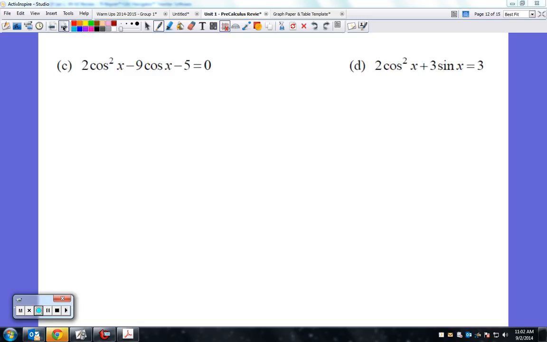Cosine squared and cosine of x, treated as a quadratic. Something to remember: cosine squared is equal to 1 minus sine squared, and sine squared is equal to 1 minus cosine squared, because cosine squared plus sine squared is equal to 1. Okay? Another one.